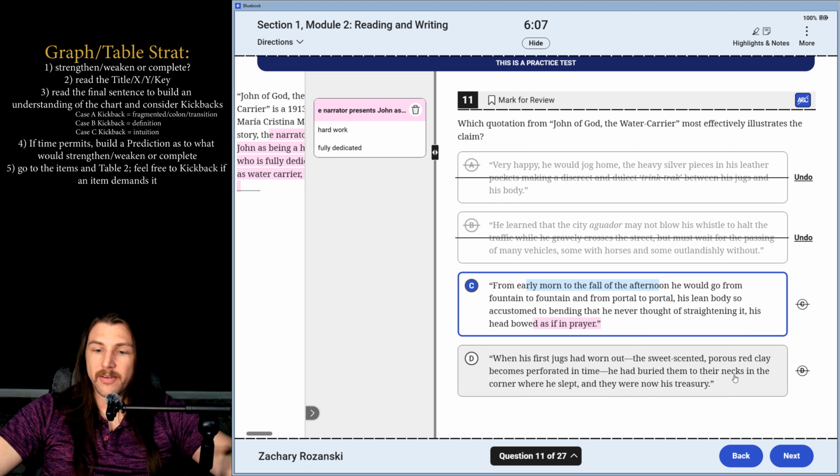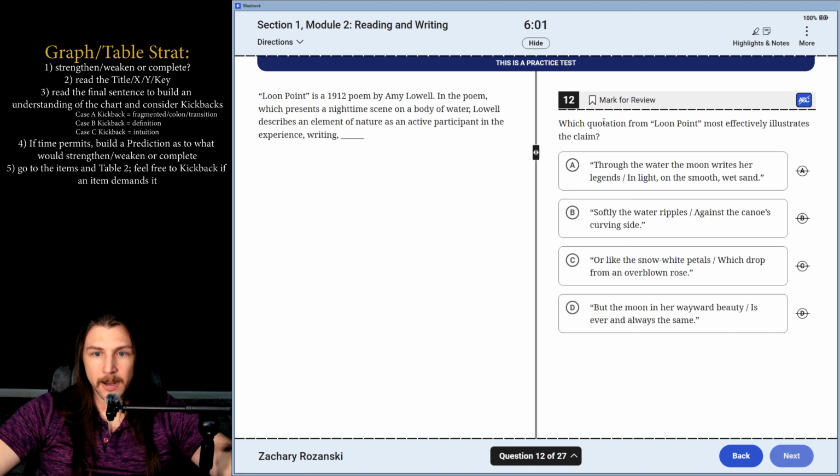I'm making a little bit of a romanticization to get it from D to where I want to be, and C just presents the hard work absolutely here, and then the fully dedicated there.